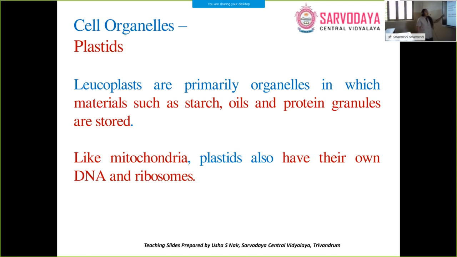Okay, thank you. And again here, like mitochondria, what is mentioned? Mitochondria have DNA and ribosomes. So like mitochondria, plastids also have their own DNA and ribosomes. Questions come in this: name two cell organelles that have their own DNA and ribosomes. So you must be ready to write mitochondria and plastids. Leucoplast function is storage. They store materials such as starch, oils, and protein granules. It is the teacher's favorite question: mitochondria and plastids have their own DNA and ribosomes.